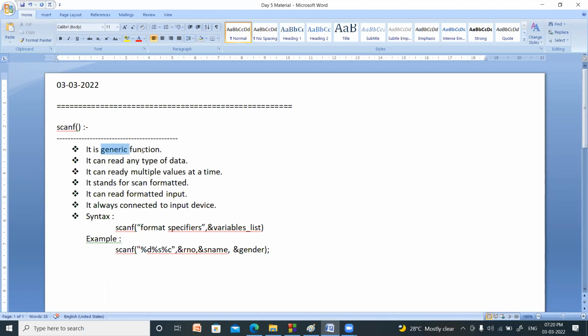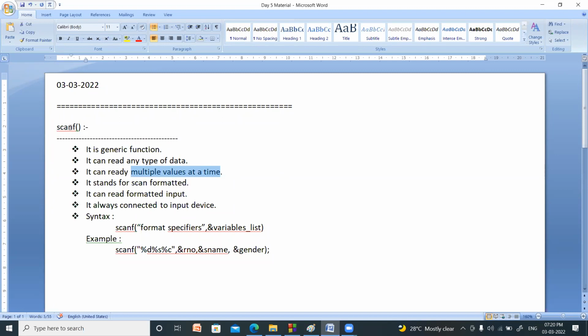Scanf is a generic function. Why? Because it can read any type of data. It can read character, integer, float, double. Whatever the data may be, it can be read by the scanf function. By using scanf, we can read multiple values at a time. Suppose you want to read 10 numbers, you can read 10 numbers at a time.